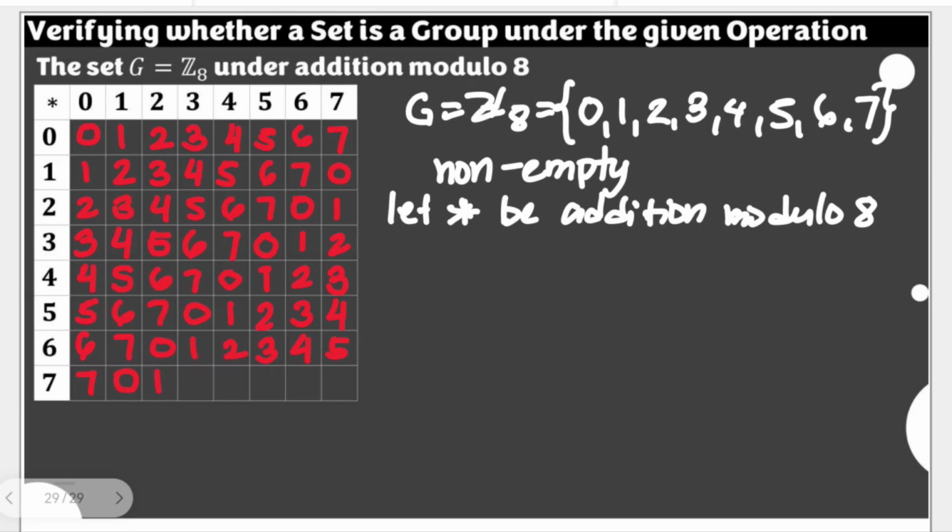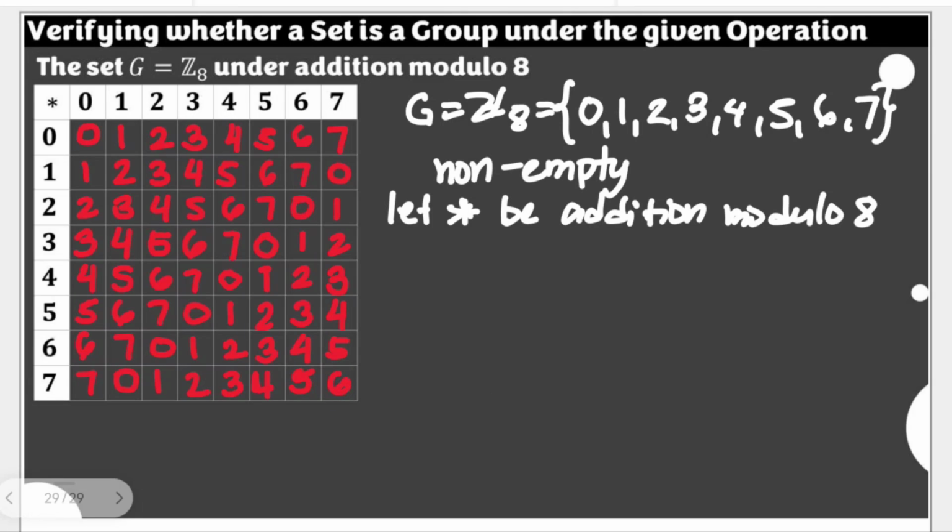7 plus 3 is 2 modulo 8. 7 plus 4 is 3 modulo 8. 7 plus 5 is 12, so that's 4 modulo 8. 7 plus 6 is 13, that's 5 modulo 8. And 7 plus 7 is 14, so that's 6 modulo 8.